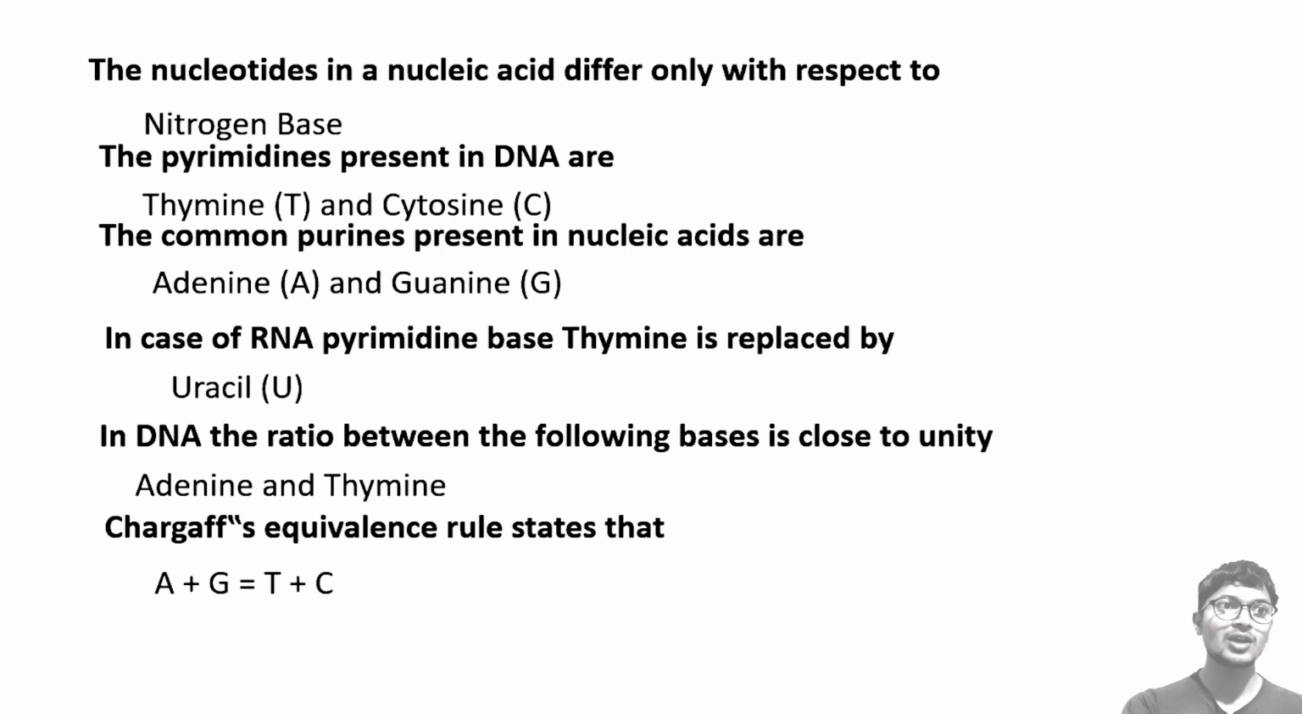Clear? Next question. The common purines present in nucleic acid are? Answer is adenine and guanine. Clear? Next question. In case of RNA, the pyrimidine base thymine is replaced by? Answer is uracil. Clear? Next question. In DNA, the ratio between the following bases is close to unity. Answer is adenine and thymine.